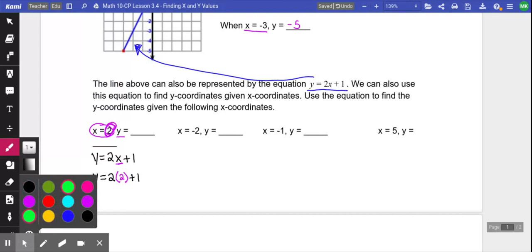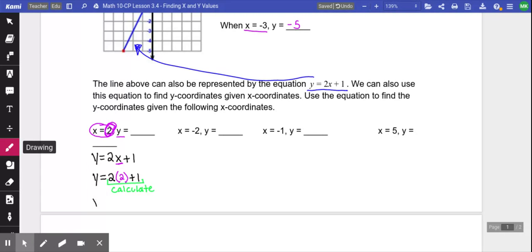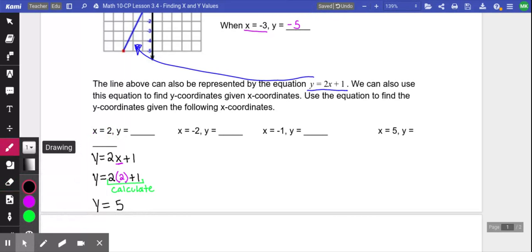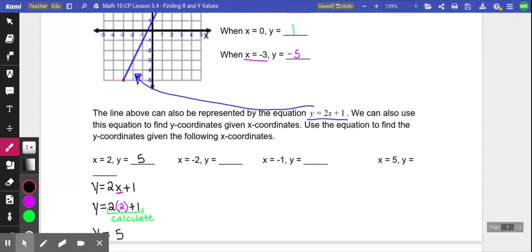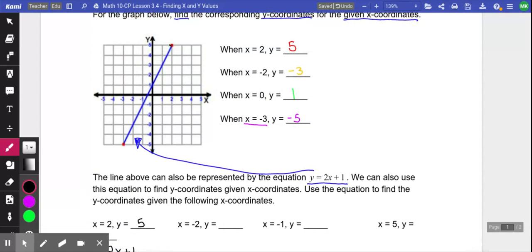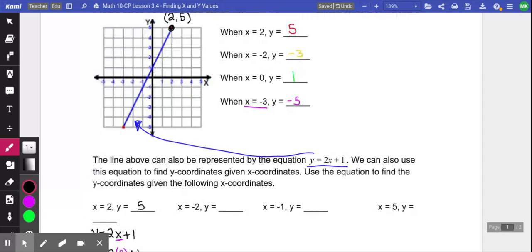You can then calculate this. Put that in your calculator. That is 2 times 2 plus 1. If you put 2 times 2 plus 1 in your calculator, it's 5. And that tells you that when your x value is 2, your y value will be 5. And sure enough, if we look at our graph, this point right here has an x value of 2 and a y value of 5. So it actually was on our line.